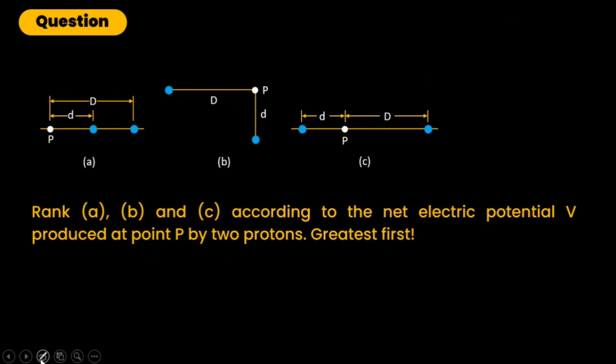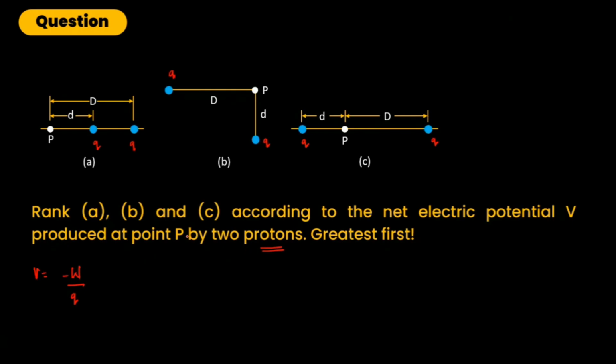See, we have to find out electric potential, net electric potential. So net electric potential is nothing but negative of work done per unit charge, right? Now the question says, what is the electric potential produced at point B by two protons? So there are two protons. So these two charges are protons, so I can mark it as Q. Here also it is going to be Q. It is also going to be Q.